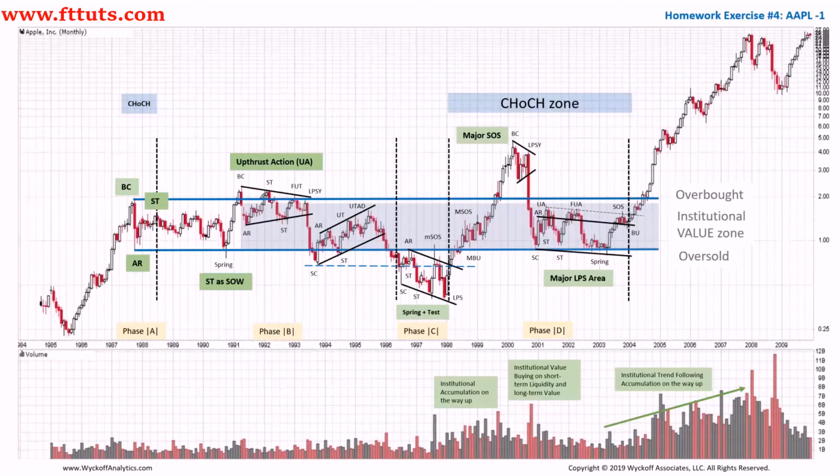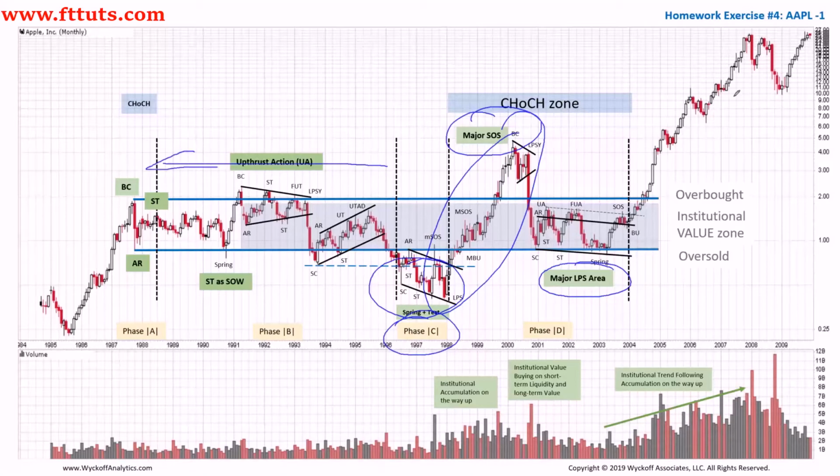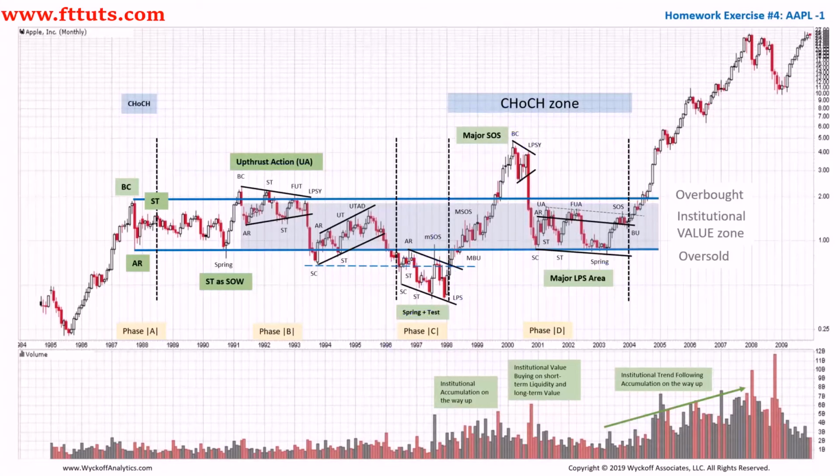So if this is the whole trading range, then the biggest rally is going to be a major sign of strength, so we're confirming that. Then the next higher low is going to be a last point of support. And then whatever comes before as the lowest point is going to be phase C. And then before that, however you label this, everything is going to be fine.